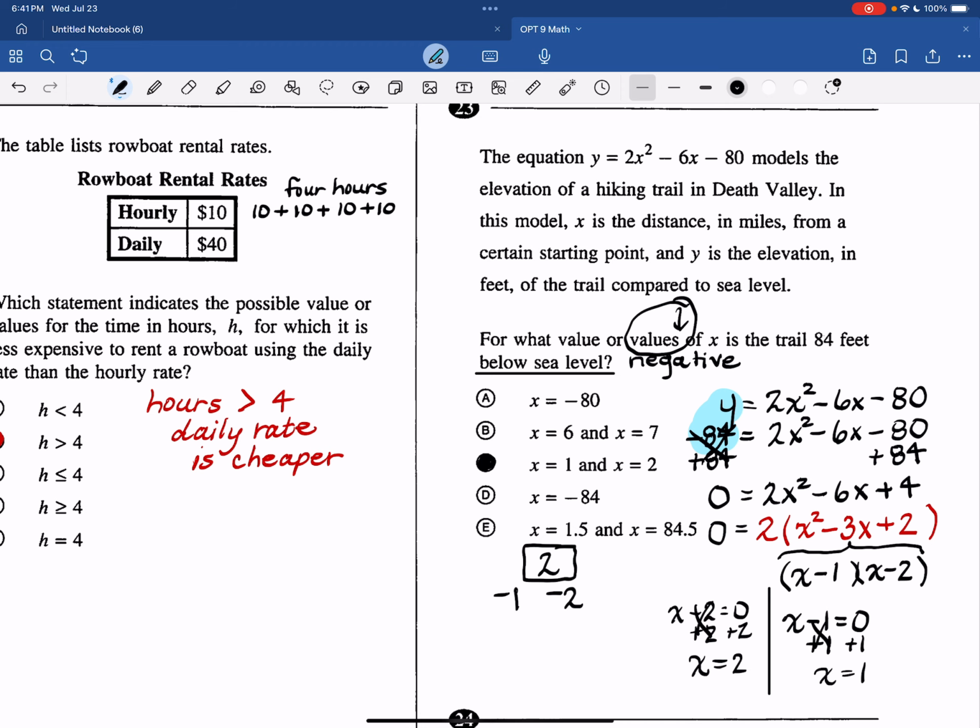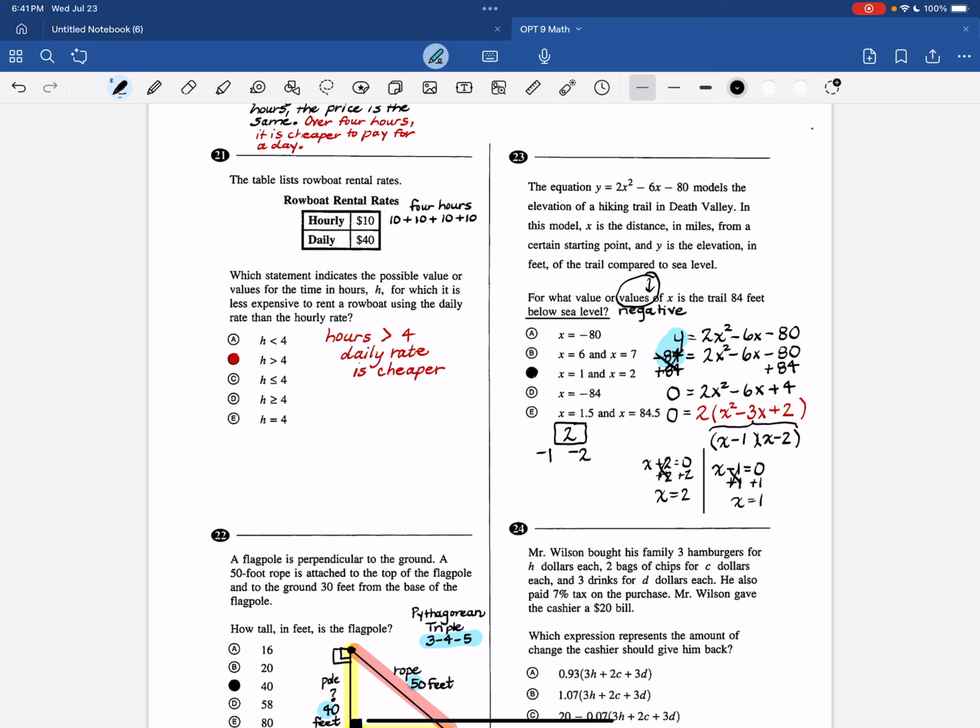Again, you could guess on this one. It's one of those that may take you longer than it's worth.